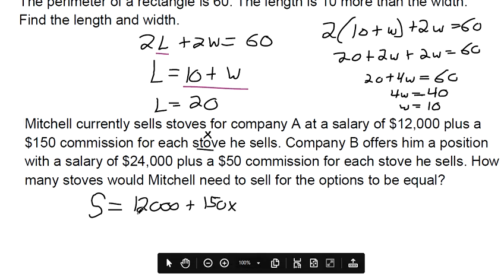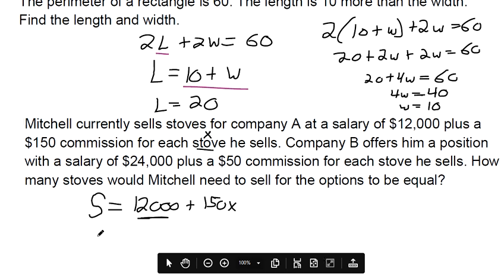Okay, so check out this equation. The salary is $12,000 if he sells nothing, right? If X equals 0. But if he sells one stove, he gets $150 for that one stove. So add that to his base salary. That makes $12,150. Or if he sells 2 stoves, we do 2 times 150, then add that. So this equation represents the salary for Company A.